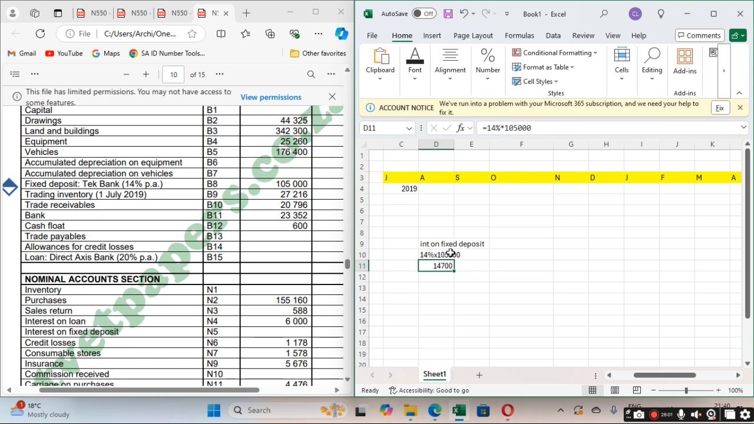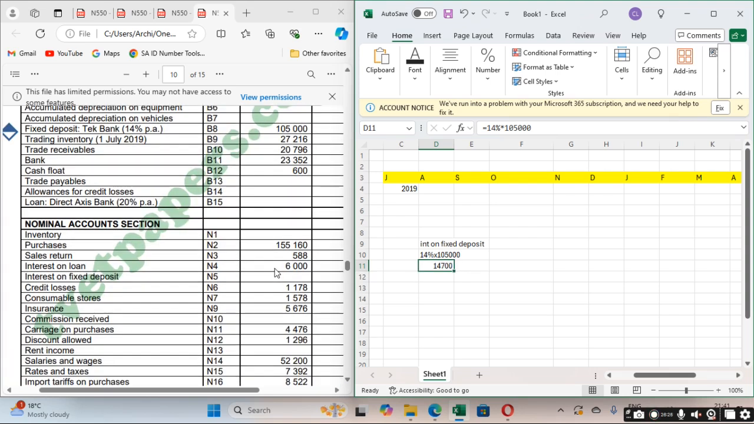So fixed deposit, we are not paying, they are paying us instead. Fixed deposit, it's us as a business. We made an investment. So that investment, we're going to get what? Return on investment. So our return on investment for the year needs to be 14,700. So this is going to form part of your other income. Yes, this is going to form part of your other income.